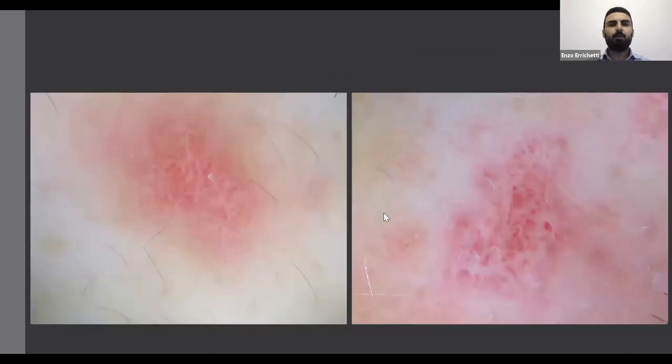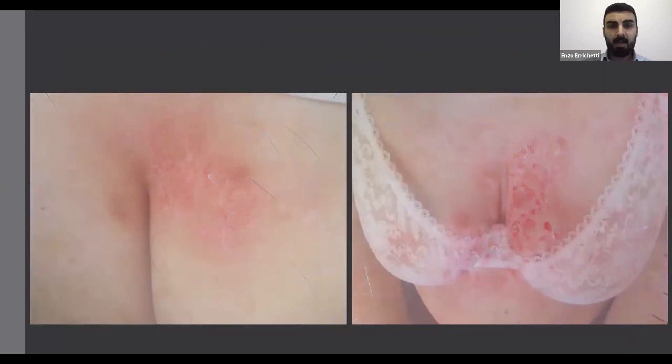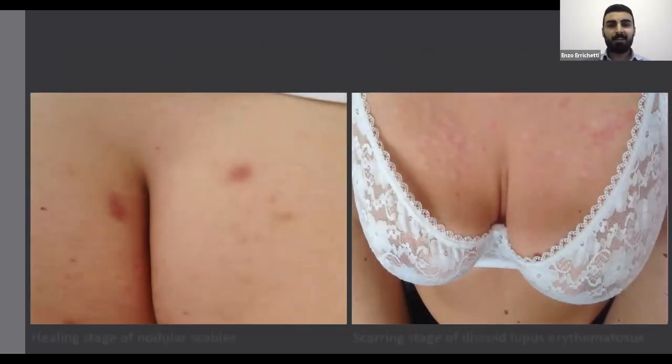Now, I would like to show you these two images. We basically have a white network. According to what we've learned from the literature till now, both of these cases should be lichen planus. This should be Wickham stria. But actually, none of them was lichen planus.